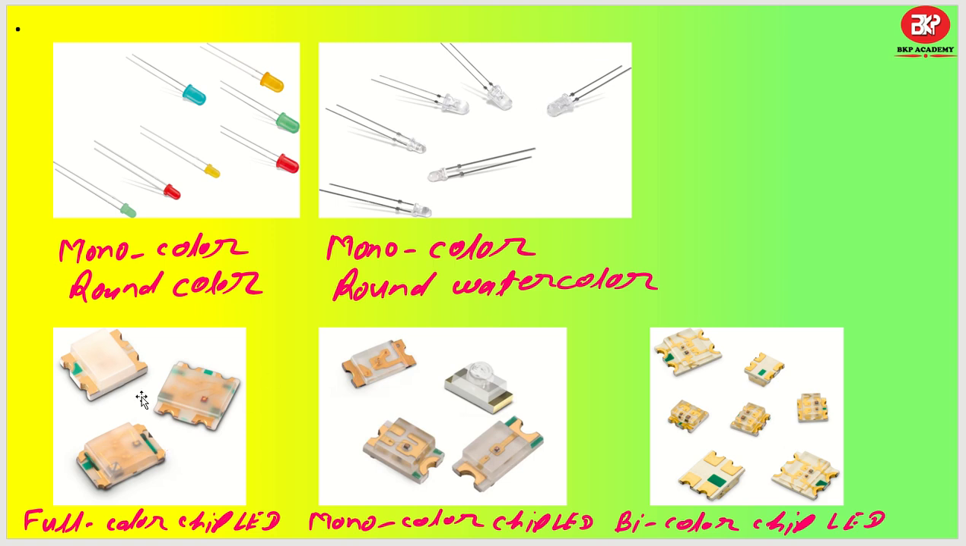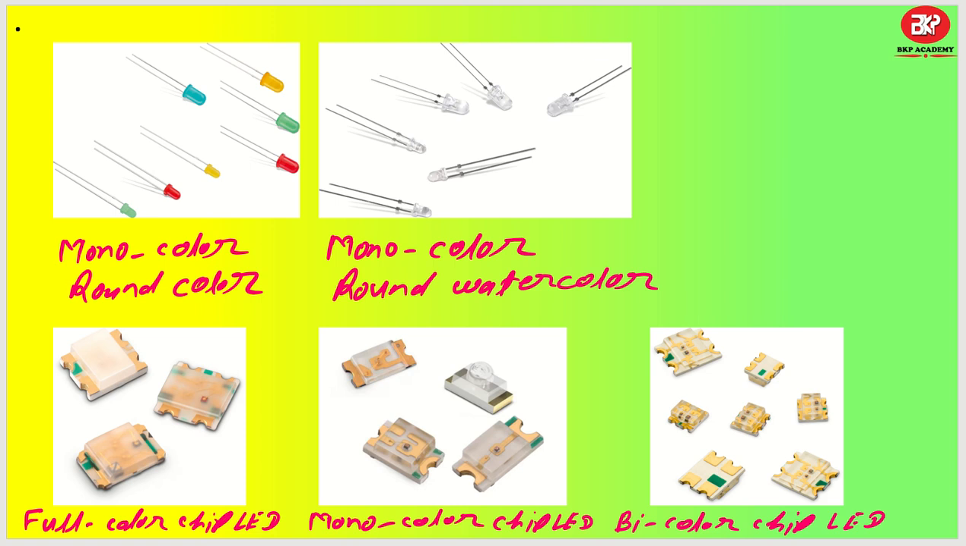Similar to that, we have surface mountable LEDs like chip LEDs. So this is a full color LED, or this is a bicolor LED, where two colors are there. For bicolor LEDs, you can see there are four pins. And this is a monocolor LED, only two pins are there. Here four pins are there, right?